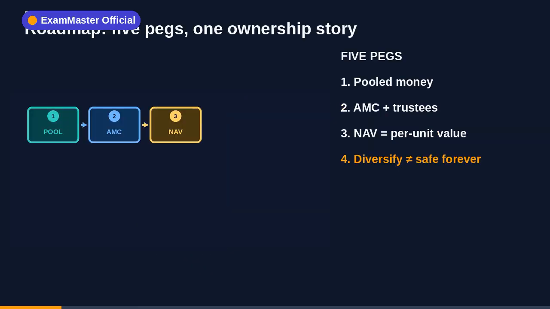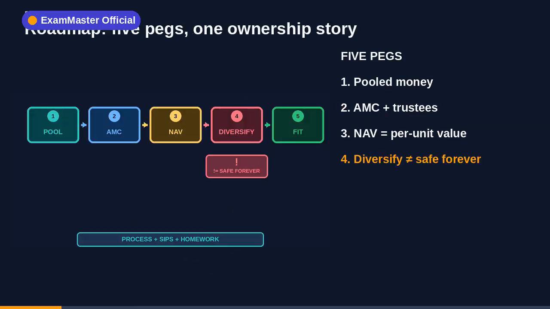Keep 5 pegs on the board. Money pools from many investors. An asset management company manages the scheme under a mandate with trustee oversight. Net asset value is per unit bookkeeping. Diversification cuts single stock drama, but not market risk. And retail investors use funds for process plus SIPs when they will not analyze every stock.